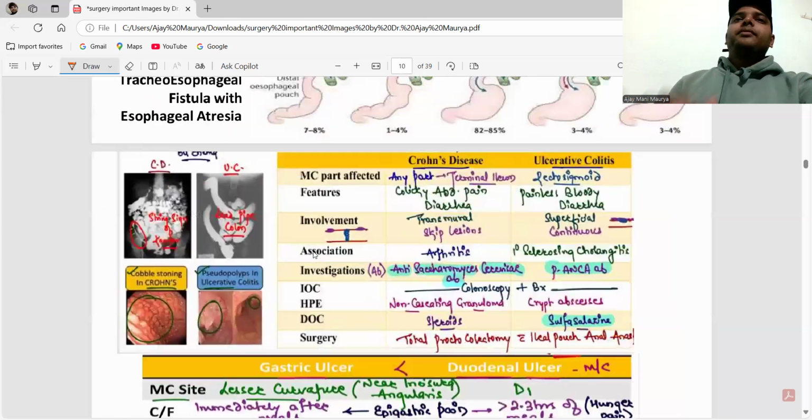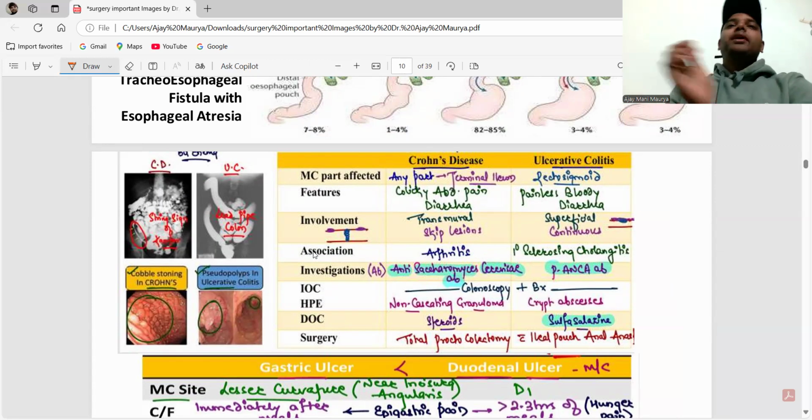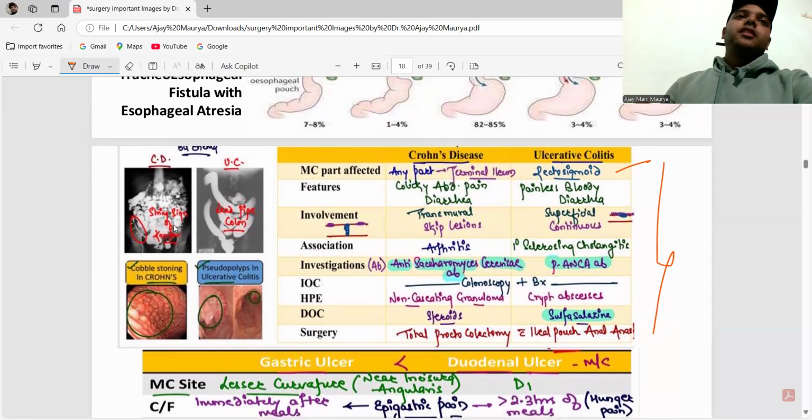Also, guys, remember the differences between Crohn's and ulcerative colitis. Crohn's affects any part, especially the terminal ileum. But ulcerative colitis is the rectosigmoid. Okay? Just please remember, please study this table. We'll get one question, and also the string sign. This is the string sign.